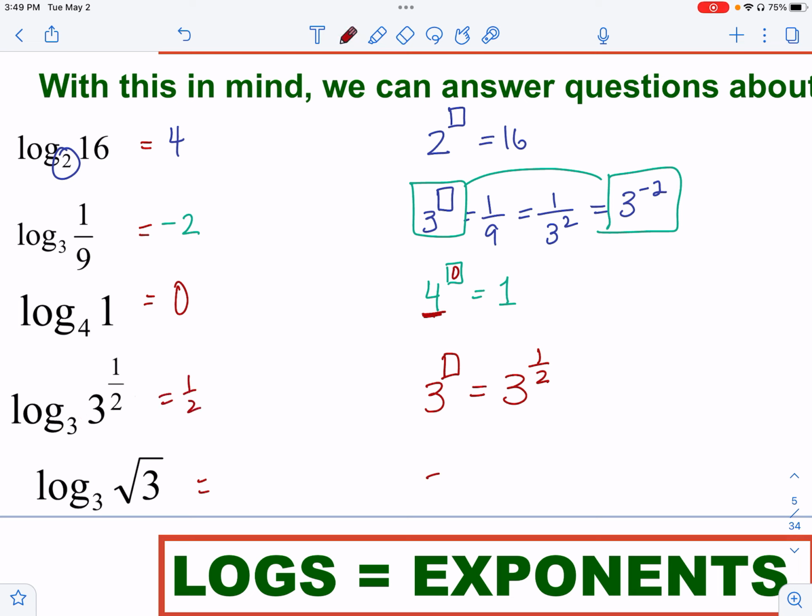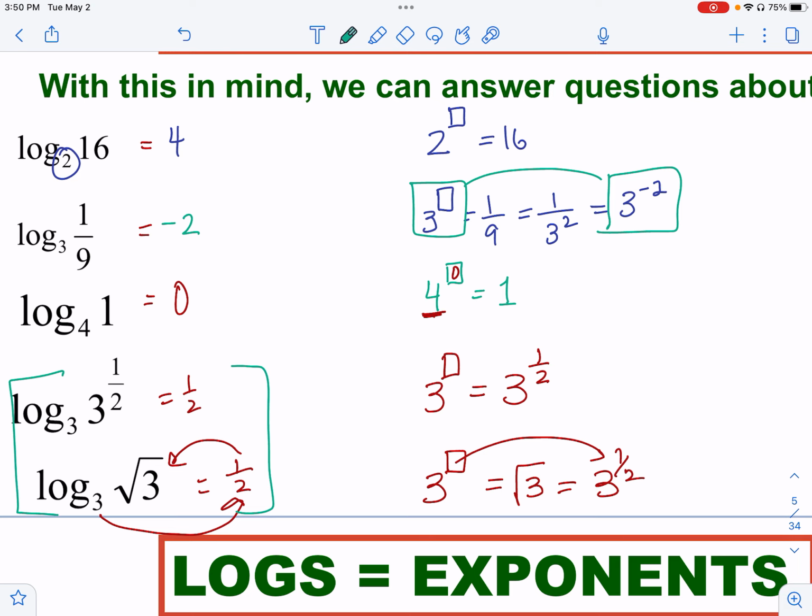Looking at the fifth one, it's asking me 3 to what power would equal square root of 3. Now square root is the same power as half. So when I convert it, I can clearly see this should also equal half. Now one more time, these two were the exact same questions, just written slightly differently.